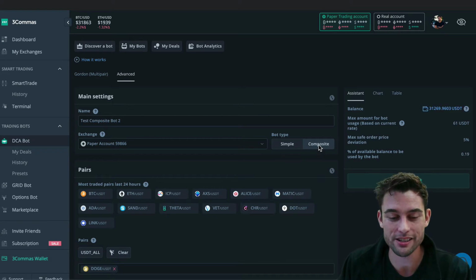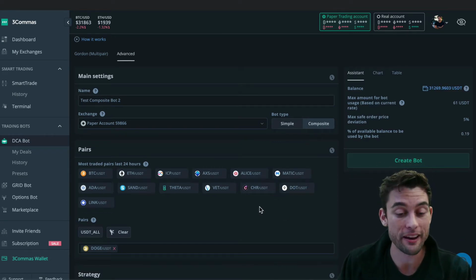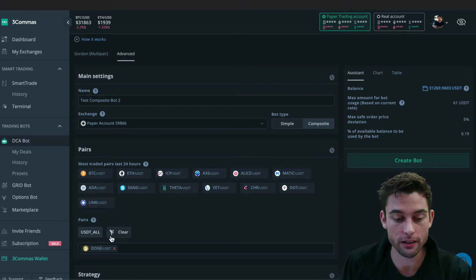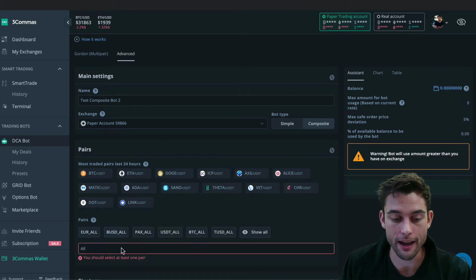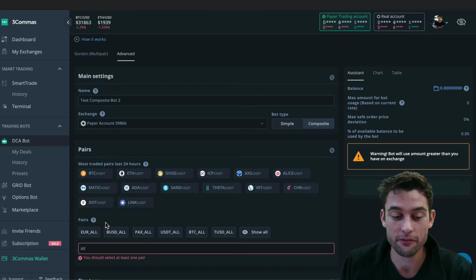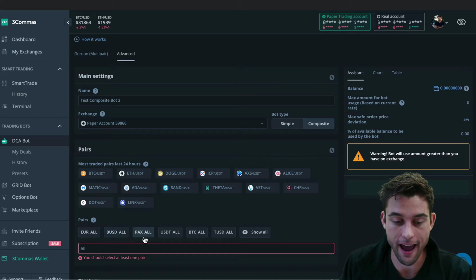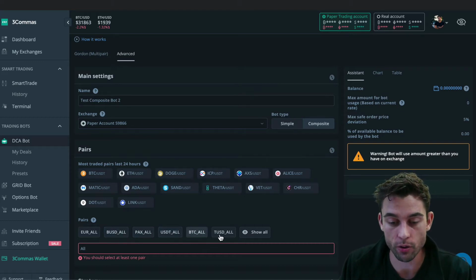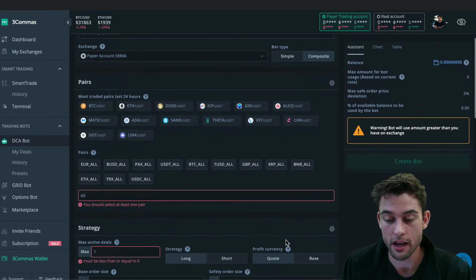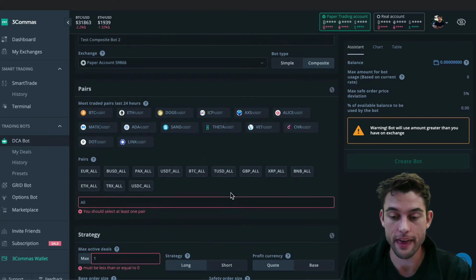So we're going to choose composite right here, and then we're going to choose the different pairs that we want this bot to be able to trade. So if you click right here, you could clear it and now you don't have anything. But what you could do is you could actually choose all of the different pairs for the cryptocurrency exchange that you're on if you want. So there's the Euro, there's the BUSD, there's PAX, and then there's USDT, Bitcoin, and TUSD. You can actually press this button to show all, and it shows all of the different pairings or all of the different base cryptocurrencies that are available.